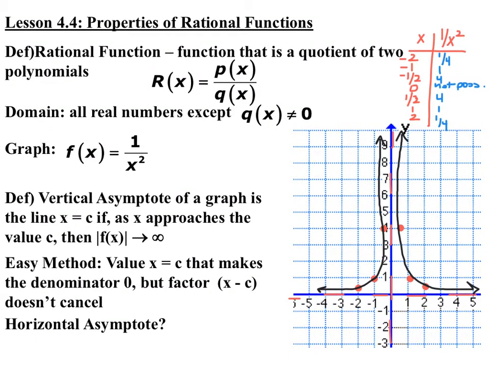So if you connect the dots, this is what it ends up looking like. It's very similar to 1 over x. Instead of being in the first and third quadrants though, it's just in the first and second. All your y coordinates are positive. So this is a new parent function that you should be able to do transformations from.